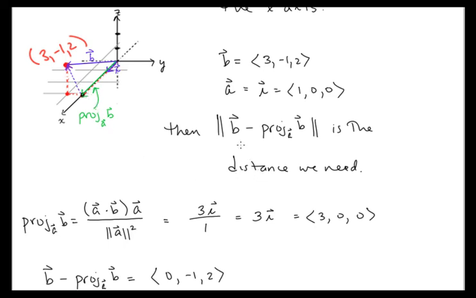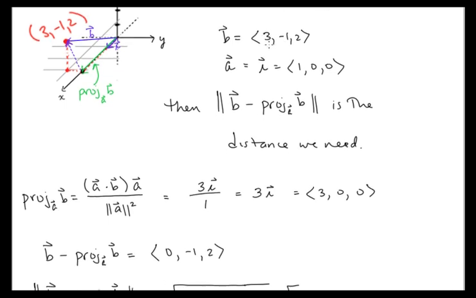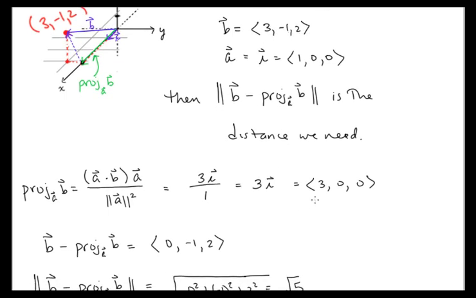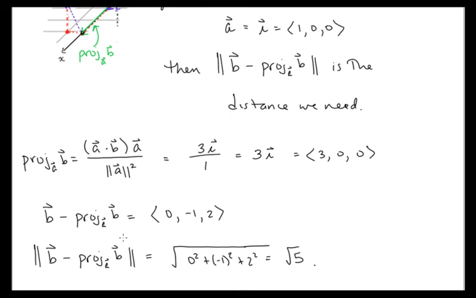And now let's subtract B minus this projection vector. So we're taking 3, negative 1, 2, subtract 3, 0, 0, and so we're left with 0, negative 1, 2. We're moving 1 in the negative y direction and 2 units up, so that looks right. And then finding the length of that vector, we get radical 5, and that's the same distance we found in lesson 1.